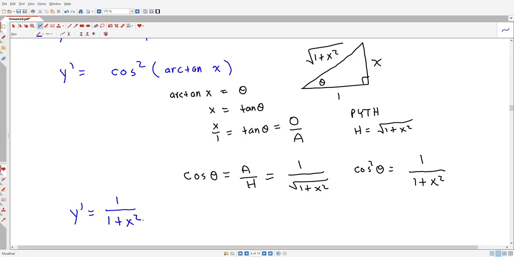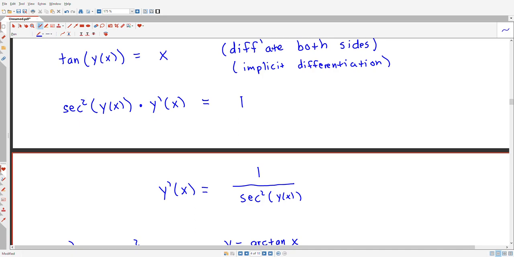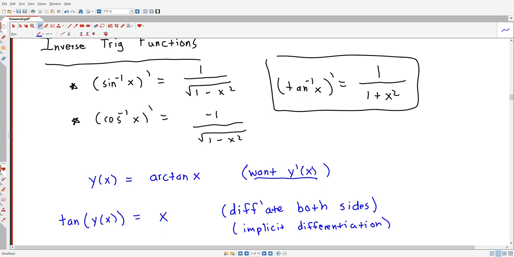So we started with y being the function arctangent x, and we found that its derivative can be written with this formula. It's true that the derivative formulas for inverse sine and inverse cosine can be found similarly.